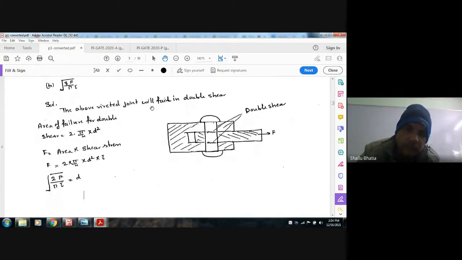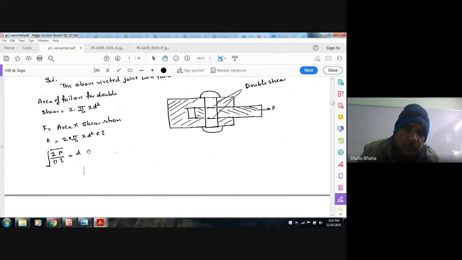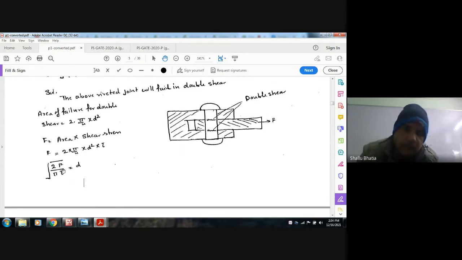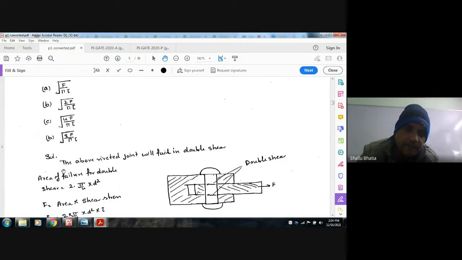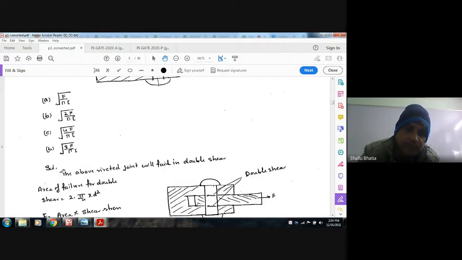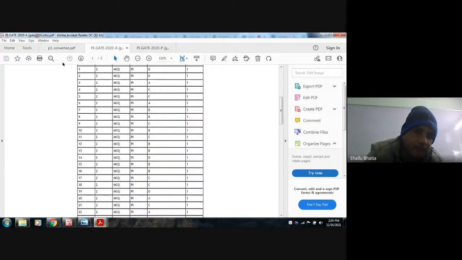So the total area is 2 into pi by 4 d square, into that tau shear stress. So d is equal to root of 2F by pi tau. So the answer is 2F by pi tau. Answer is D. Okay, question number 11.